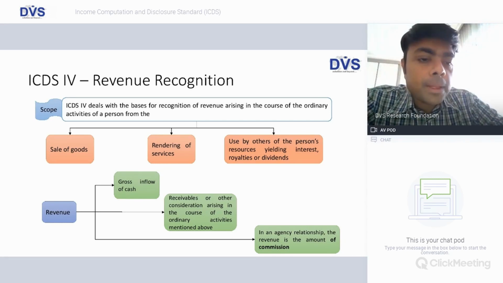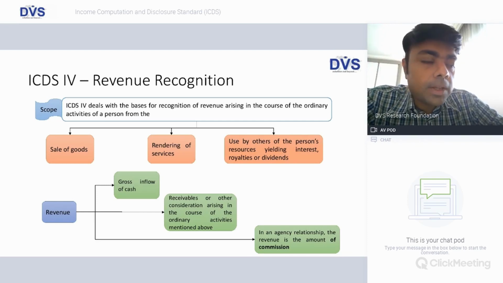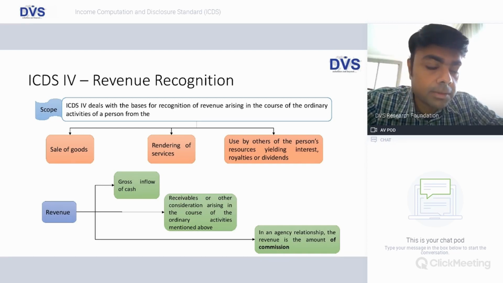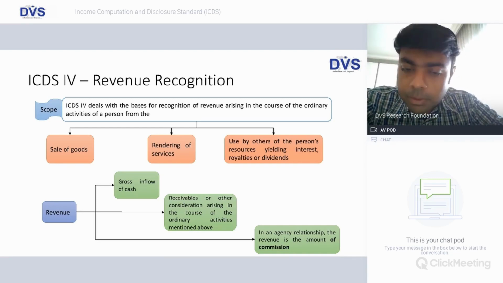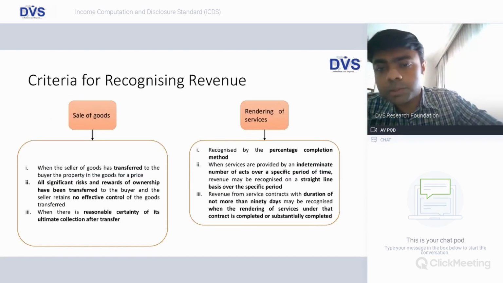Next, revenue recognition. ICDS 4 deals with revenue. When we talk about revenue recognition, we're dealing specifically with three types of transactions. One is sale of goods, second is rendering of services, and third, use by others of the resources of the assessee. Classic cases could be interest, rent, royalties, or dividends, etc. Revenue is your gross cash inflow, receivables or other consideration arising in the ordinary course of business.